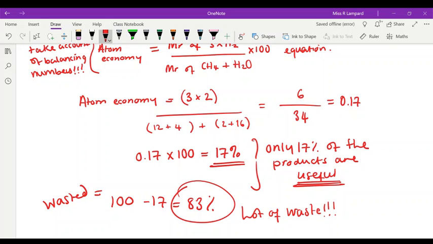So when we come to look at atom economy, you may be asked to compare different reaction routes to produce a particular product and judge which is best based on perhaps the one with the higher atom economy. So the higher the atom economy, the more useful product that is produced. And obviously the maximum atom economy that you could ever get would be 100%.